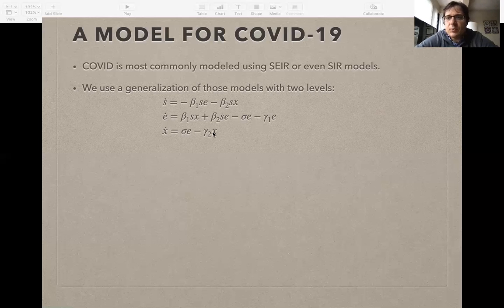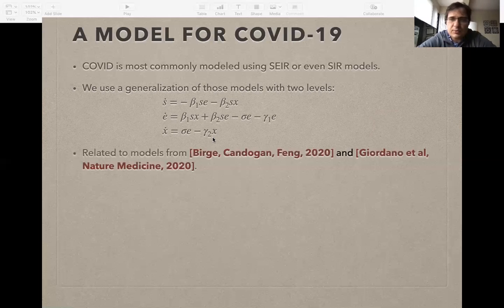So obviously, when you talk about COVID, it's very natural to come up with a model that has two classes of infected people. Of course, and by the way, this is not really original to this paper. It's most closely related to what we've seen in this preprint by Birch, Kandigan, and Feng.